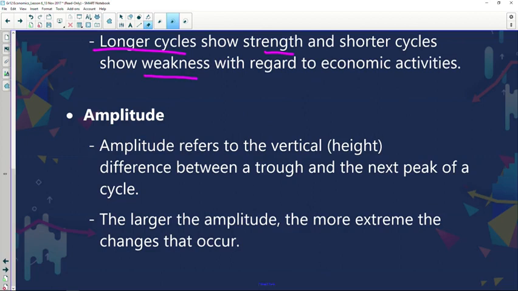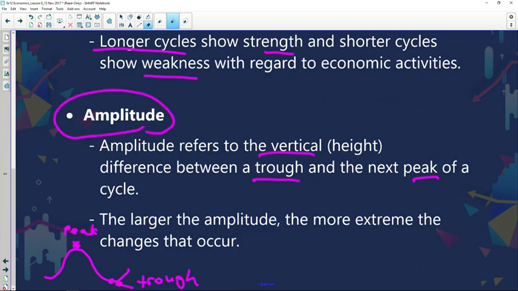Okay, so amplitude refers to the vertical difference, which is the height, between a trough and the next peak of a cycle. Remember when we looked at our business cycles, we said it goes up and it goes down. So our peak will be over here, and then our trough will be right there, the bottom part over there. So when we look at amplitude, we are referring to the difference between a trough and the next peak.